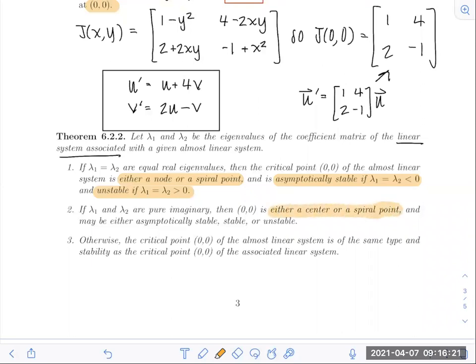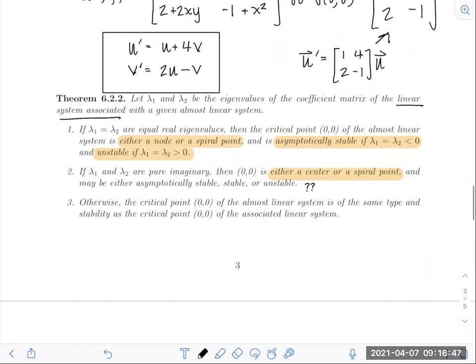Case 2, if lambda 1 and lambda 2 are purely imaginary, then it's either a center or a spiral point. Again, we can't clarify which. And really, we have no idea on the stability. It just says it could be asymptotically stable, stable, or unstable. We're hosed in this case. So again, unless you have the phase diagram and you can physically see, are the arrows pointing inward or outward or what's happening, we just can't say algebraically.